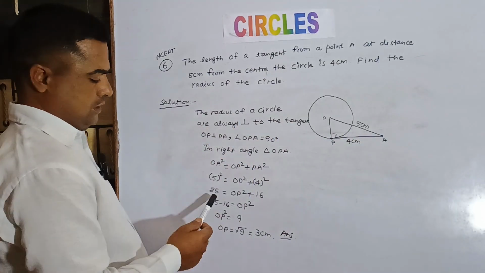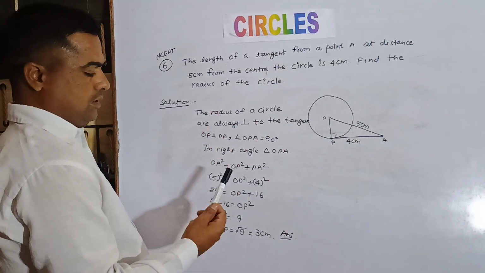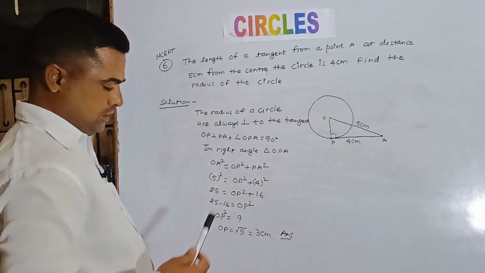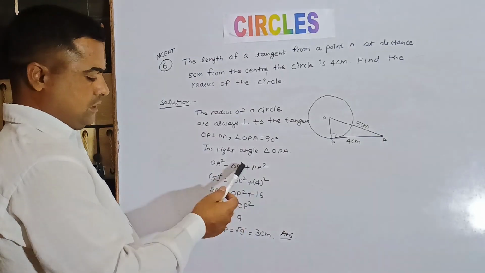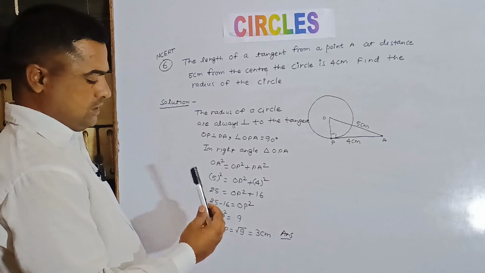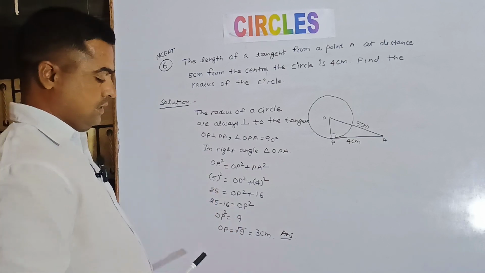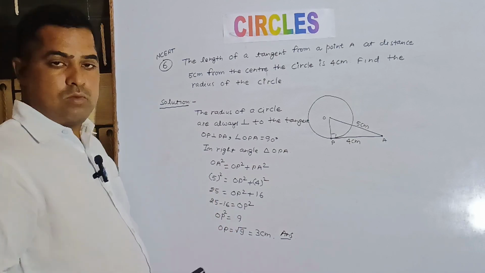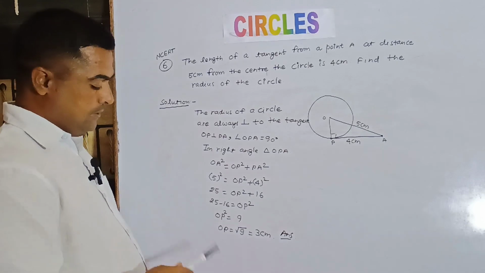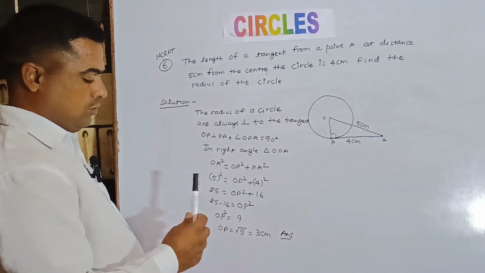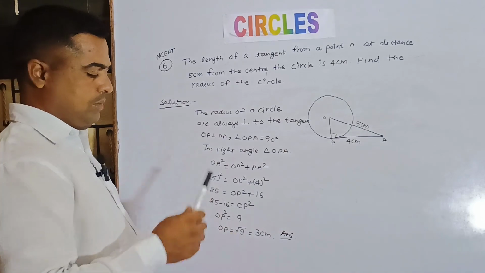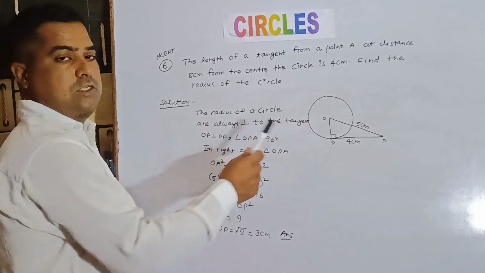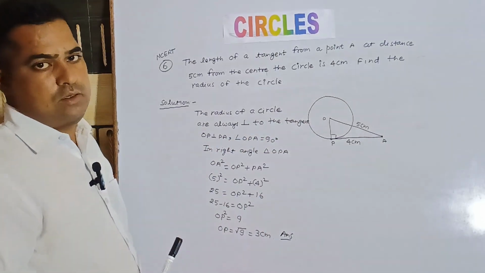Now 5 square, this is 25. OP square we have to find. 4 square, this is 16. We are transposing this 16 to the left hand side. 25 minus 16 is equal to OP square. So OP square equals 25 minus 16, so this will be 9. The value of OP, this is square root of 9. Square root of 9 will be 3 centimeter. Means the radius of this circle will be 3 centimeter.